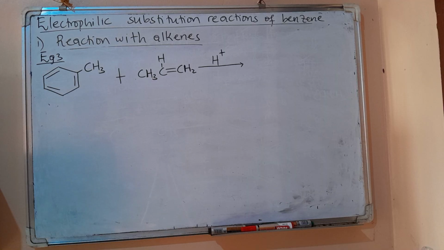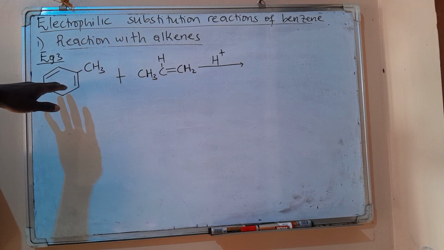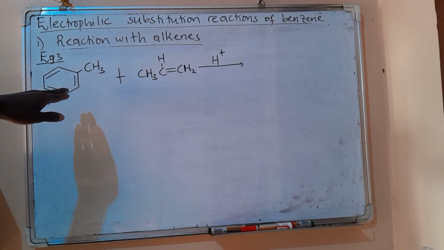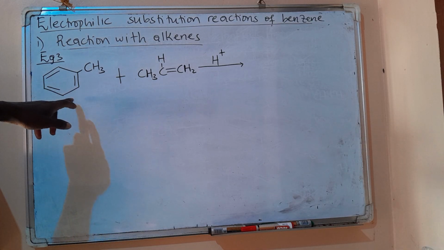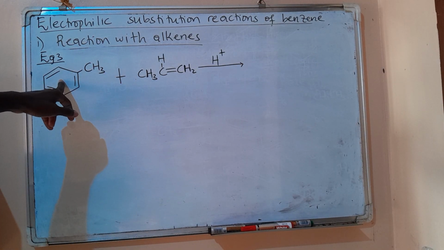Example 3, still on reaction of benzene with alkenes. We are still on that reaction. Now, this is a derivative of benzene. Recall that this chapter is called benzene and its derivatives. So this as well reacts with alkenes. Yes, this is a derivative of benzene.